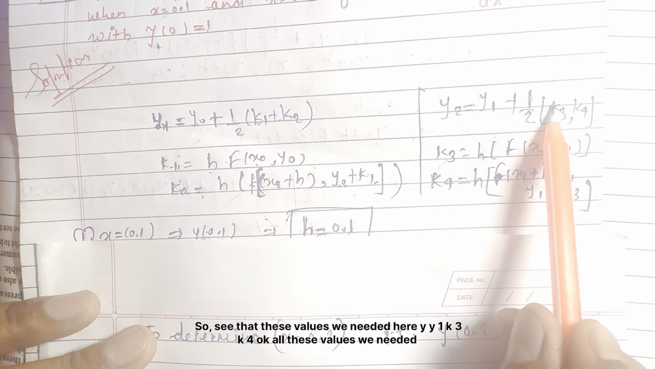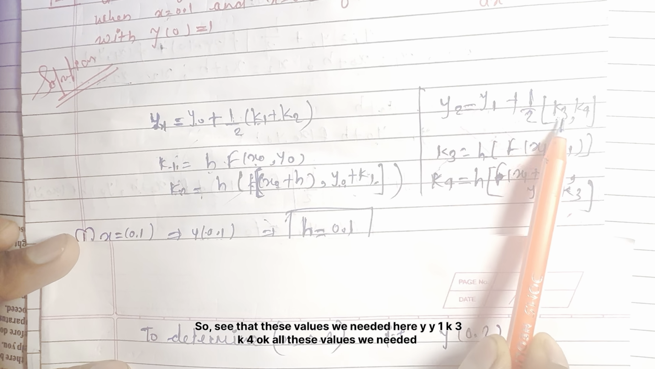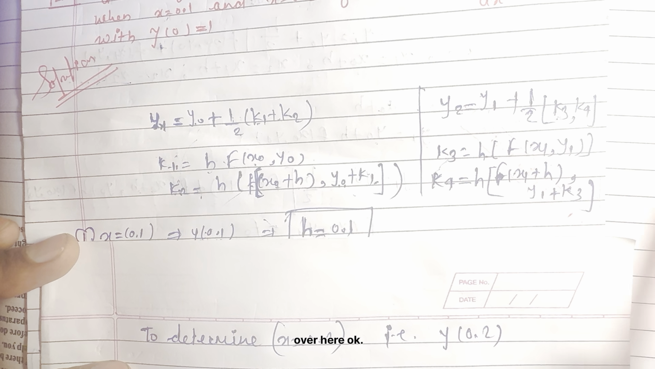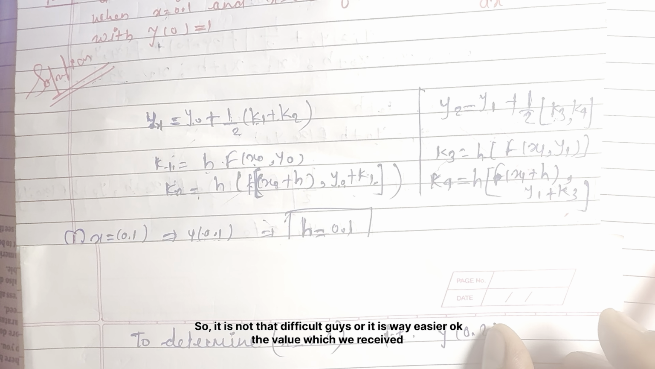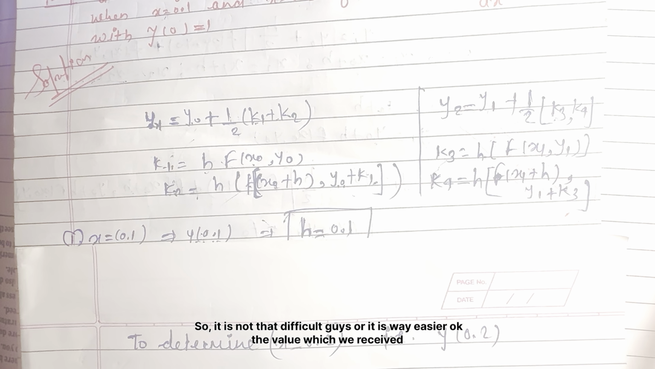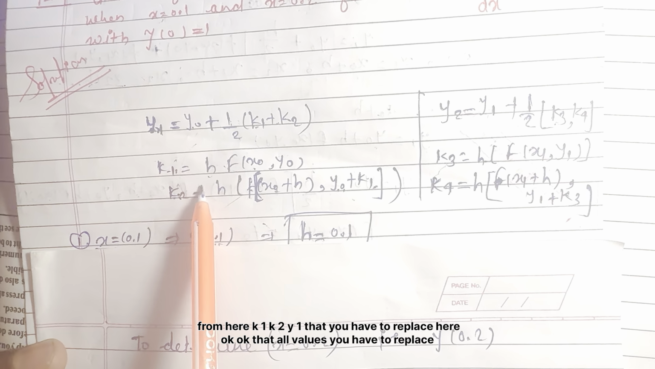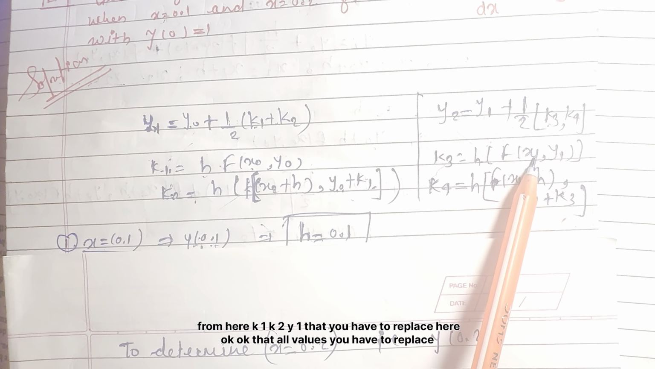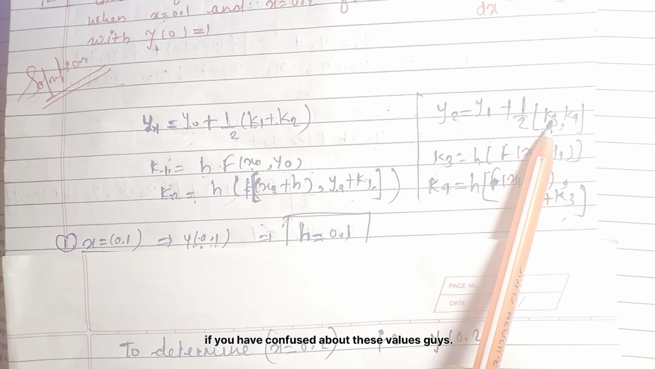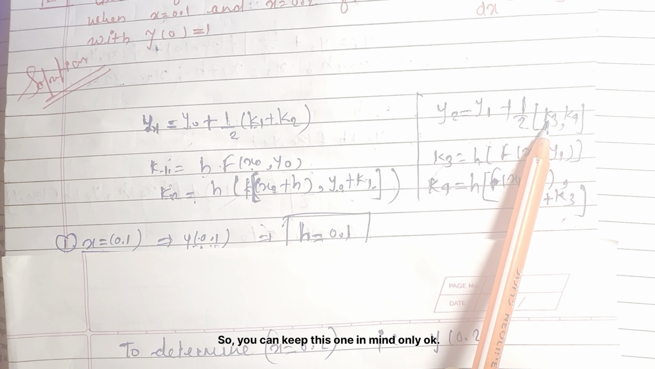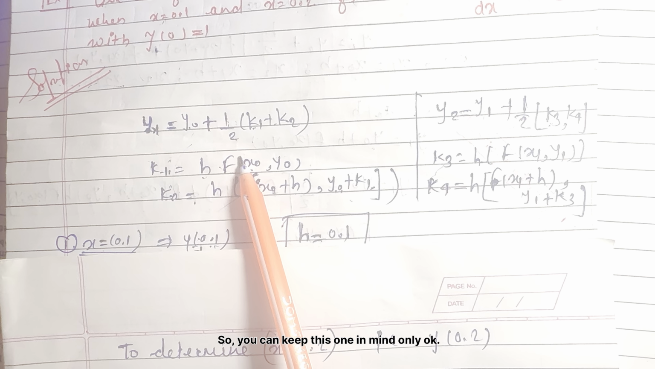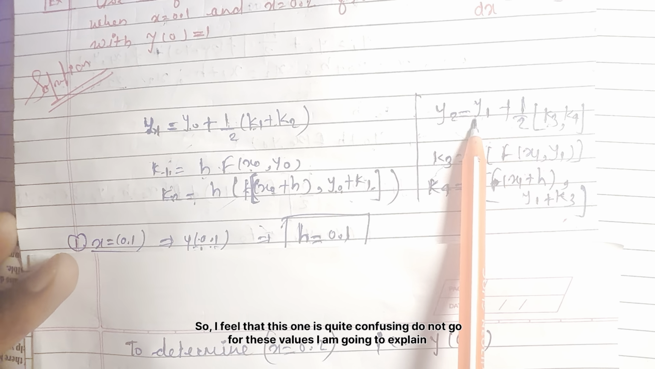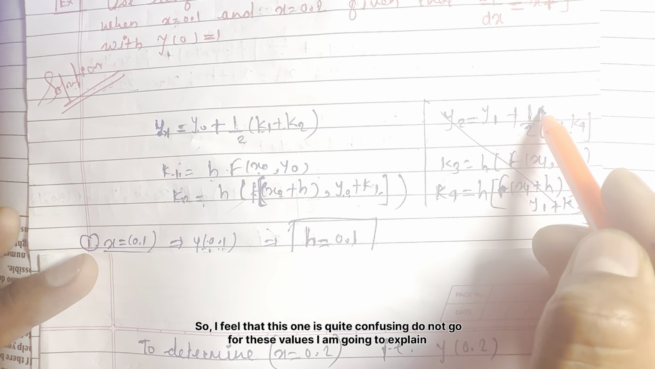See that these values we need here: y1, k3, k4. All these values we need over here. It is not that difficult guys, it is way easier. The values which we received from here, k1, k2, y1, you have to replace here. If you are confused about these values, you can keep this in mind only. I feel this one is quite confusing, so don't go for these values.